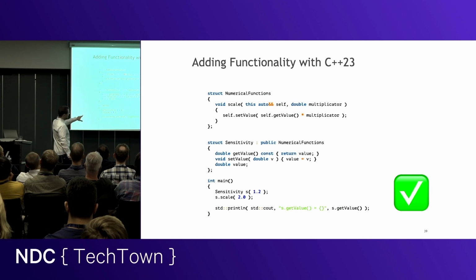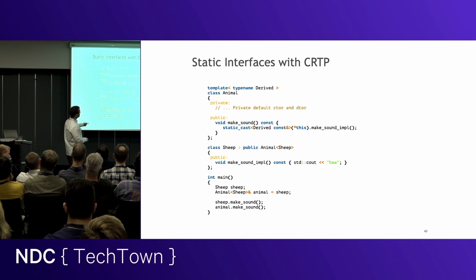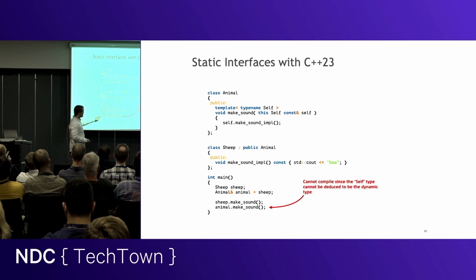However, we've also seen the other example, the animal example, animal sheep. Same slide as before. In this context, at this point, the static cast to derived is explicitly going to the dynamic type of the thing. So I know the dynamic type because I statically have bound it to my base class. However, if I replace this with an explicit object parameter, and here, this again, then unfortunately the last line just cannot compile because I cannot deduce self to be the derived type.